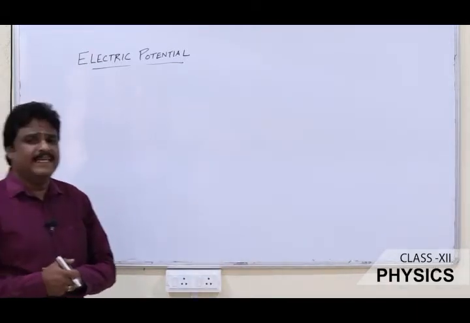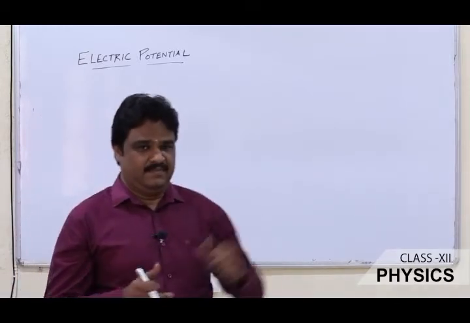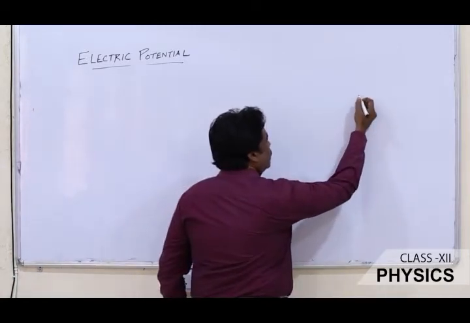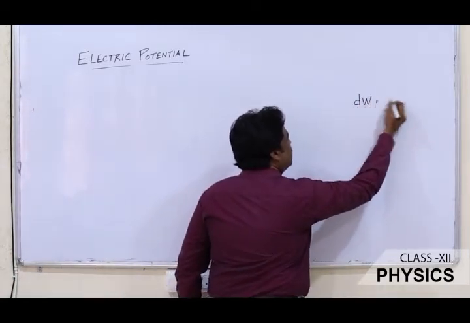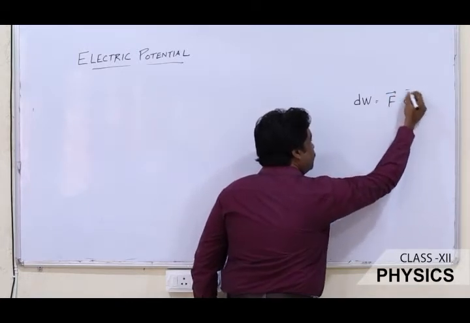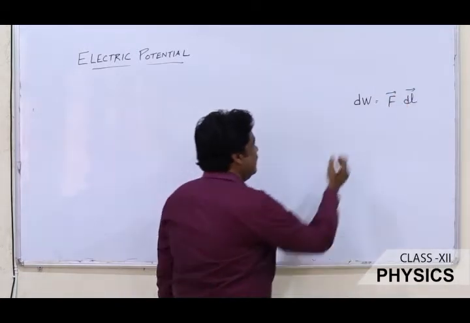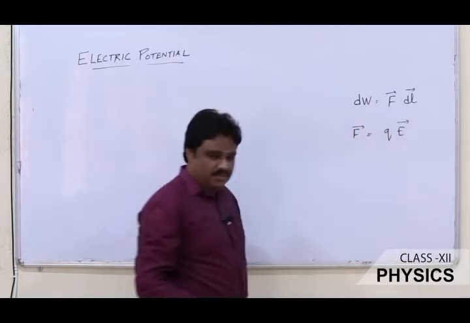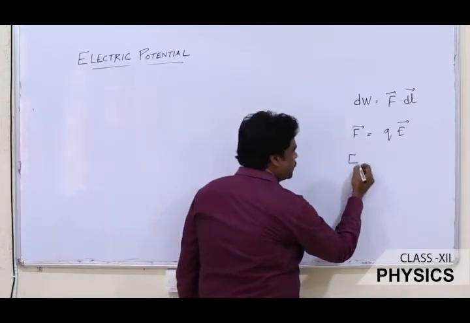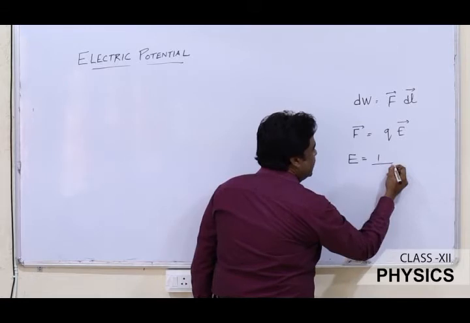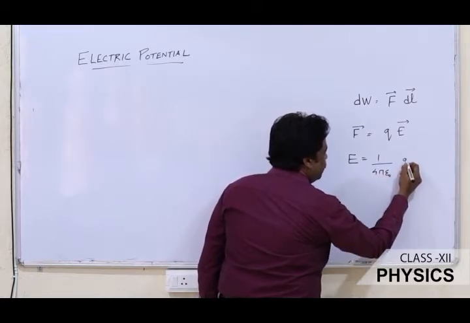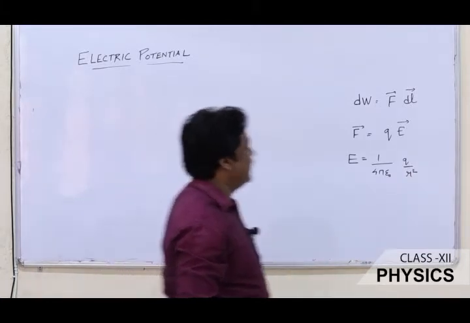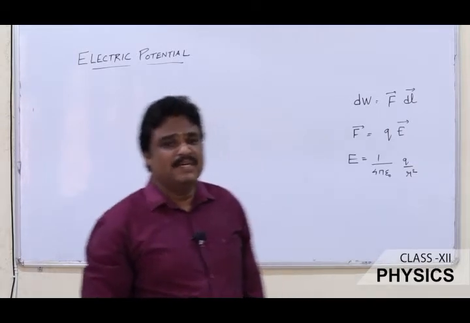Before getting into the derivation, what are the basic things we require while deriving the expression? Let us have a very quick recap. The expression for work done: work done is F dot dl. In addition, the force on a charge in an electric field is F is QE. Next, the expression for electric field due to a point charge is 1 by 4 pi epsilon naught Q by R square. These formulas will help us while deriving the expression for electric potential due to a point charge.